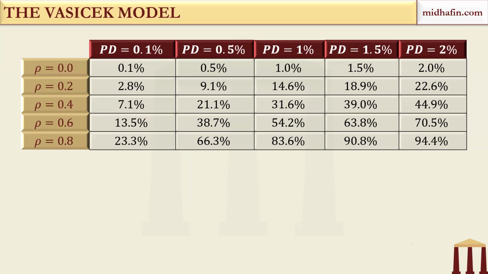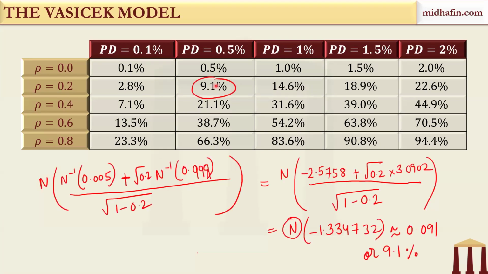For the calculation part, if you want to calculate, we can just demonstrate one of the calculations. So if we want to calculate, say, this 9.1%, this is the calculation, guys. Just very straightforward. N inverse 0.005 plus square root of 0.2, N inverse 0.999. Basically, we have taken PD as 0.5%, so 0.5% over here. Rho is 0.2. That's it. Very simple, basic calculations, direct formula. So direct formula based questions can be asked from this.